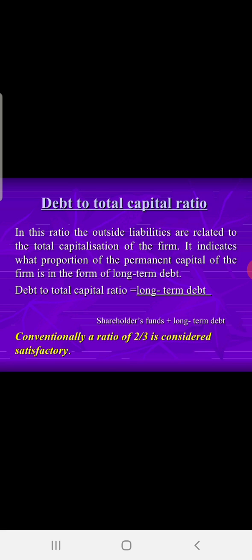This is nothing but the debt to the total capital, and here you have to consider the debt which is given on a long-term basis. So the formula is: long-term debt upon shareholder funds plus long-term debts. The conventional ratio is 2/3, considered satisfactory.